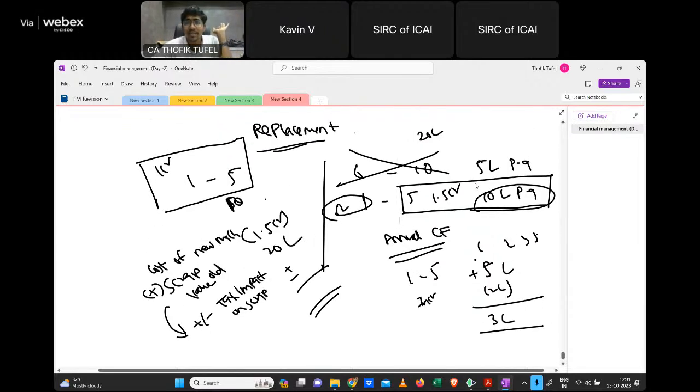In the incremental approach, you take the incremental benefit, then reduce the incremental cost. What is the incremental benefit? 5 lakh was the income, 10 lakh is the income, so 5 lakh is the extra income. 10 lakh was the running cost, 12 lakh is the running cost, so 2 lakh is the extra cost. So this is the incremental cash flow, 3 lakh rupees.